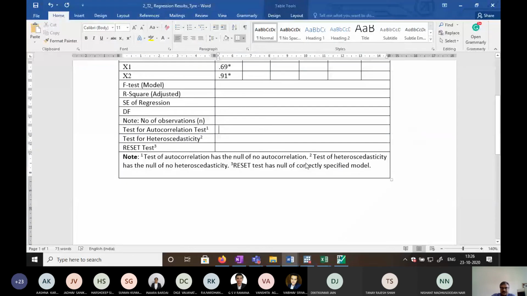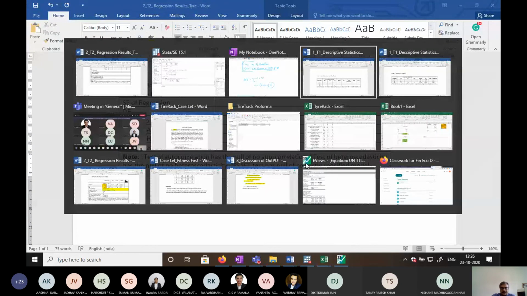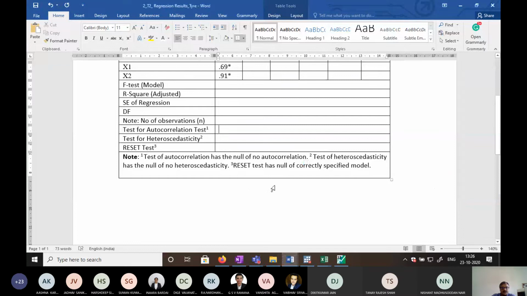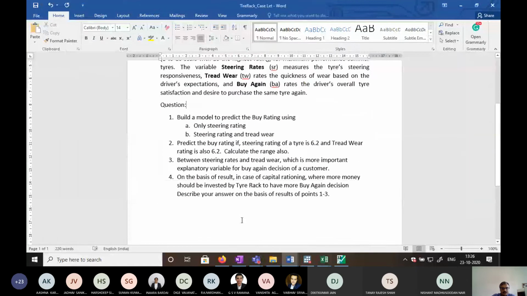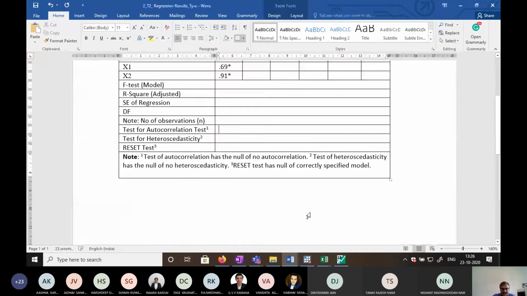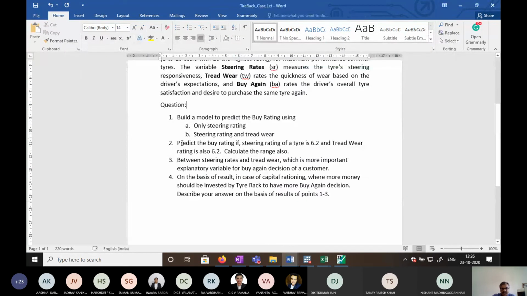So this was the regression table. We have got the regression table with all these tests. Again, if I have to go for prediction issues: predict the buying rating of the buyer if the steering rating is 6.2 and the wear tire rating is 6.2, and calculate the range also. I'm trying to answer this.